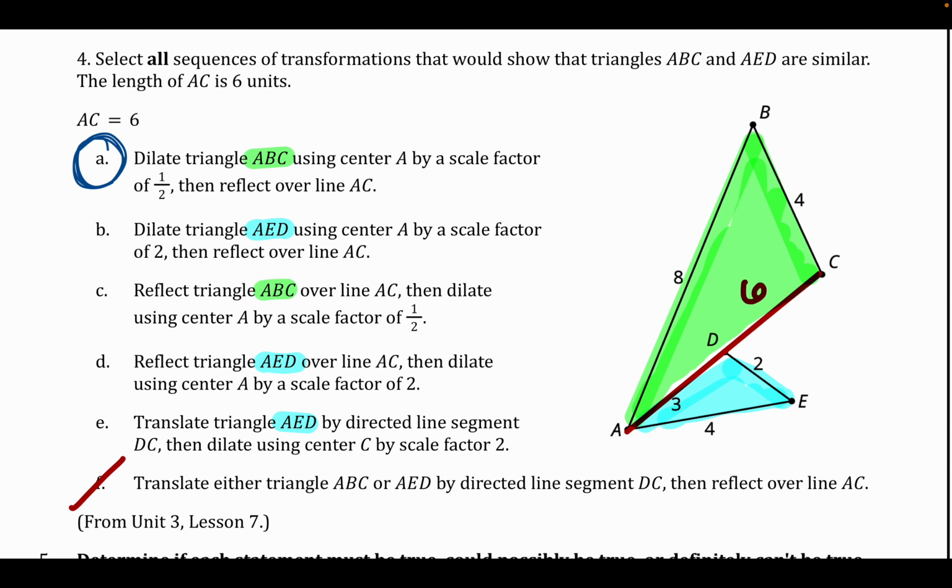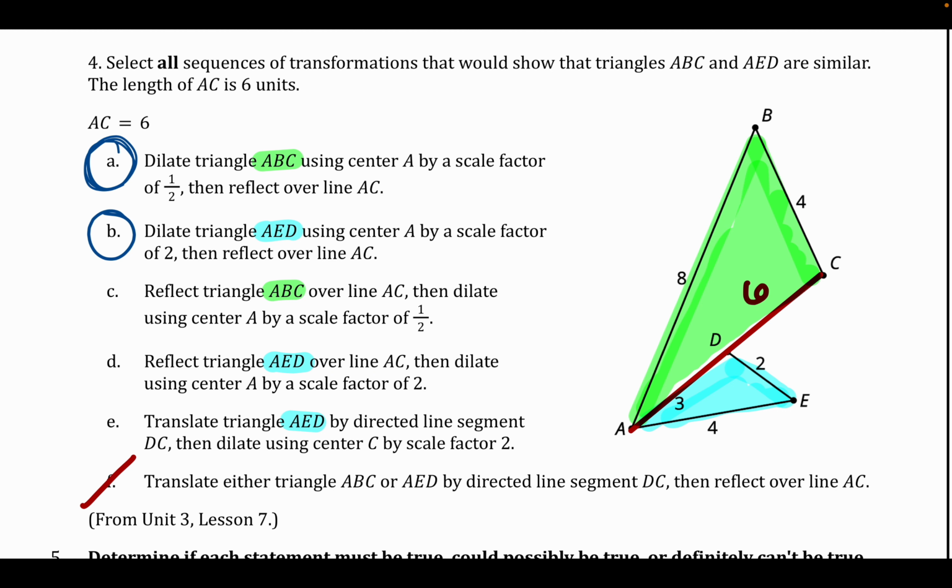Okay, now B says dilate AED. So we're dilating this one using center A with a scale factor of 2. So we're going to make this one get bigger. So this D should be taken to point C. So that's good. And then it says reflect over line AC. Yeah, they share that line, and yes, we do want to reflect over that, and that would take them onto each other. So this one works as well. So A and B so far.